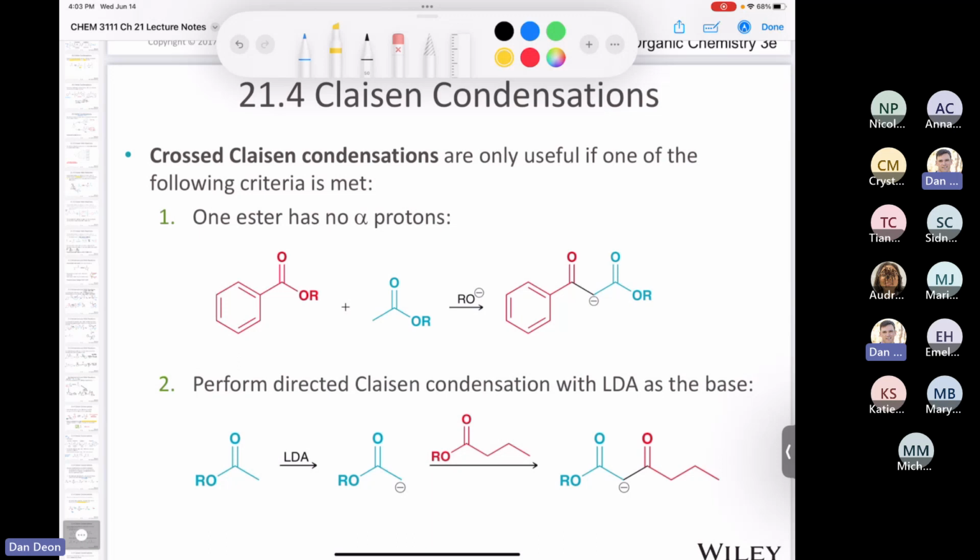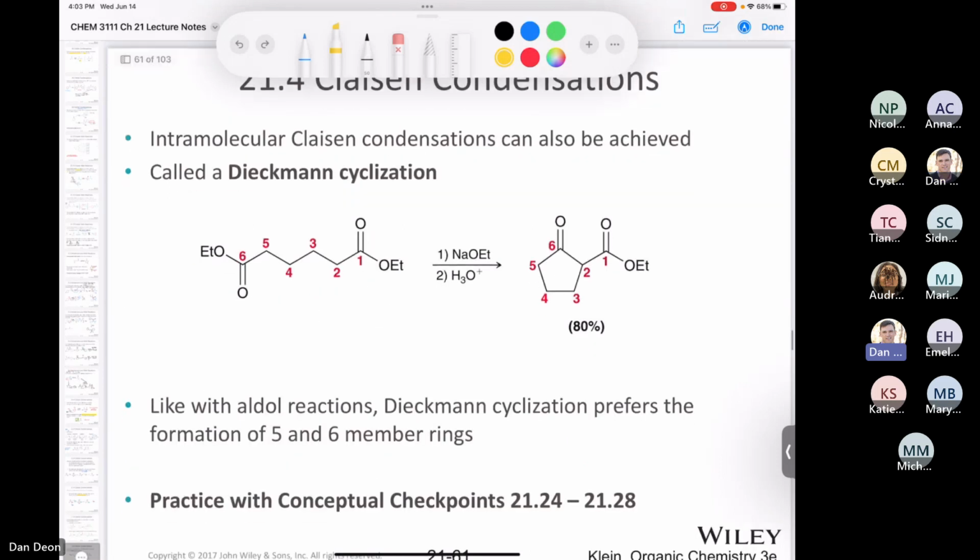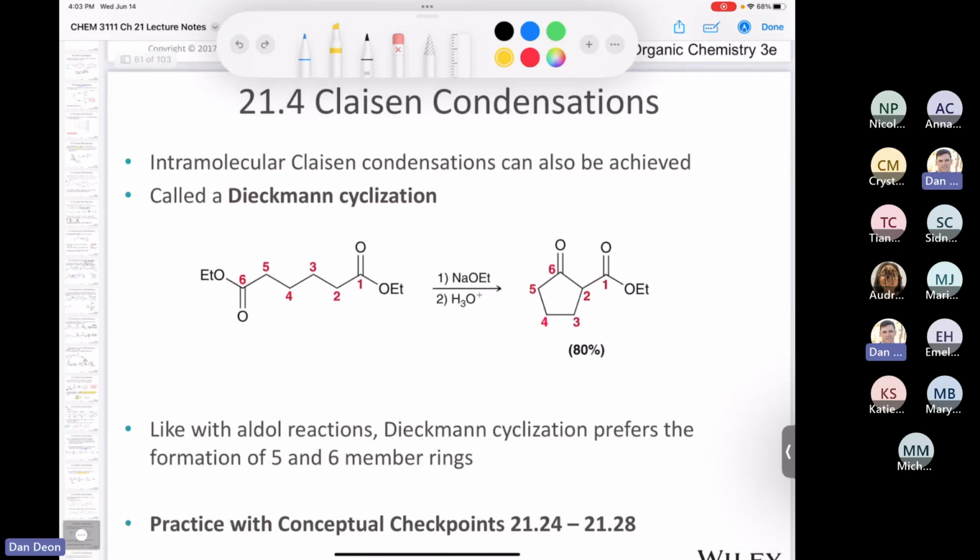First of all, you want to do it where one ester has no alpha protons so that you can minimize the number of products. And you can also do a directed Claisen the same way you did a directed aldol, right? You treat it with LDA, and then you would add the electrophile into a flask containing this, and then it would keep reacting. And that way you minimize the number of products that you form. You can also do an intramolecular Claisen reaction. We call it the Dieckmann reaction or the Dieckmann cyclization.